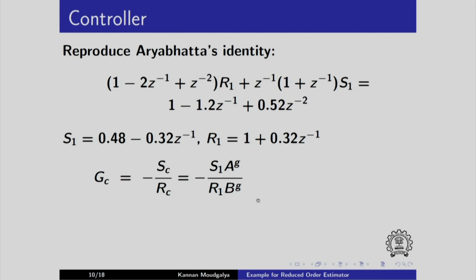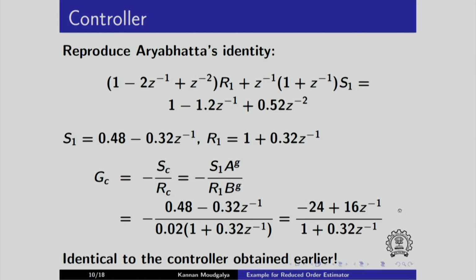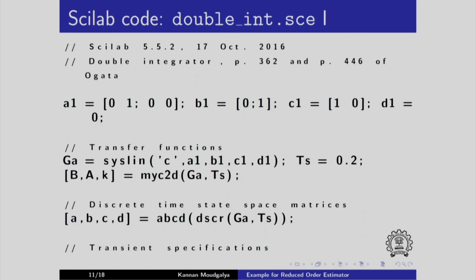Recall the expression from the first part of this course. Here is the control law. When I factor it, I get this expression. This is identical to the control law that we obtained earlier. This shows that the polynomial approach implements deadbeat estimator of only the unmeasured states.